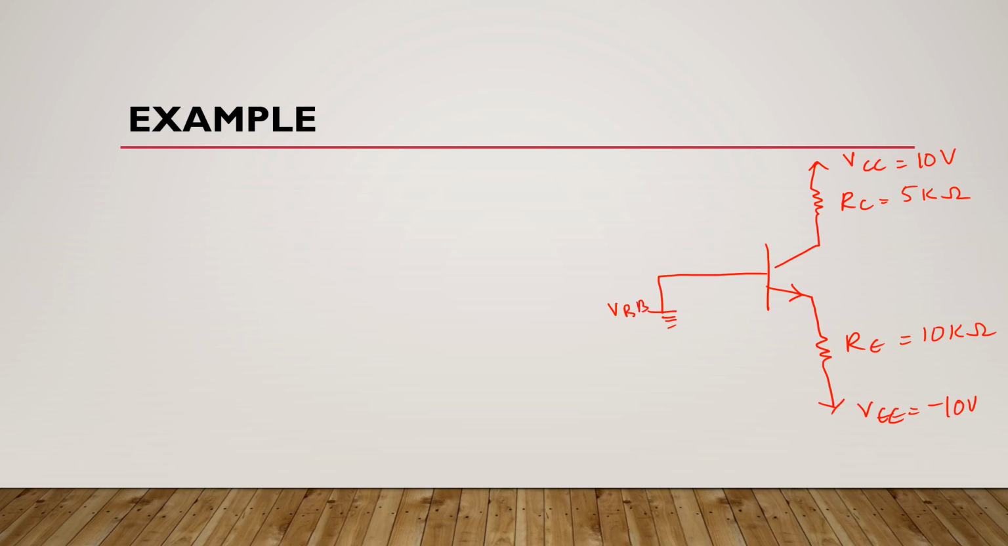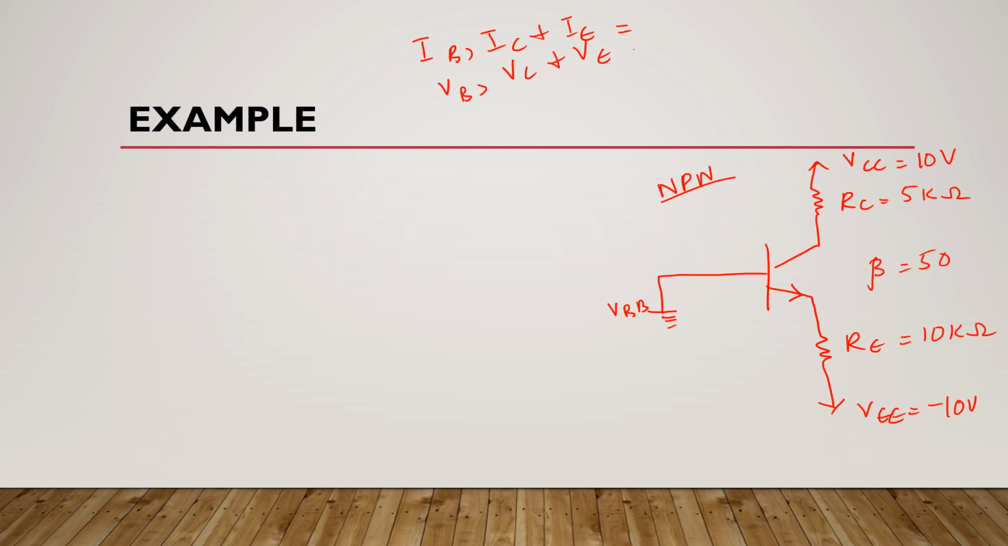Now, if beta is 50 and you have to determine all terminal currents, that is IB, IC and IE, and all nodal voltages, that is VB, VC and VE, how are you going to start your analysis here?